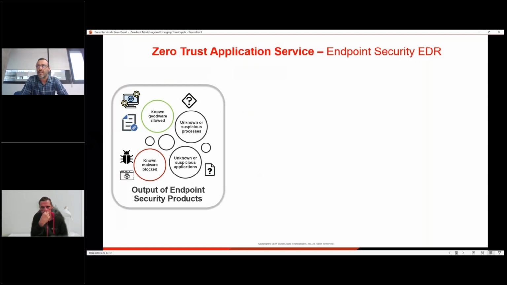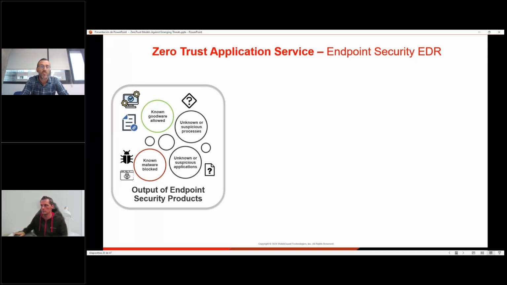Another key protection layer that we have in the WatchGuard portfolio is the zero trust application service that Guillermo was explaining. At some moment, we were trying to add as many technologies as we could in the endpoint security. We were adding behavior protection, contextual detections, heuristics, many things. But at the end of the day, we were allowing to execute unknown applications in the endpoints.